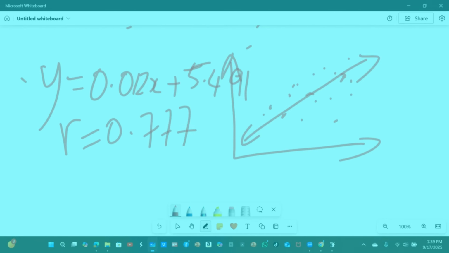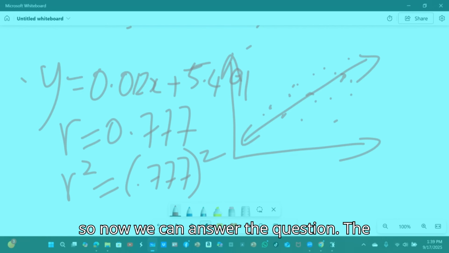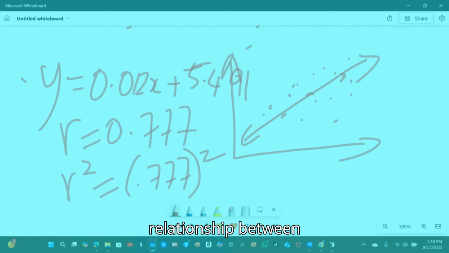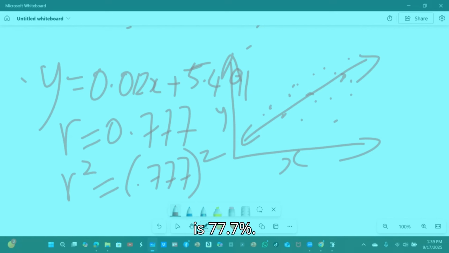I remember that the coefficient of correlation is 0.777. And if I square it, I'll get the r squared. If you square this, then you get 0.777 squared. Okay, so now we can answer the question. The relationship between the predictor variable and the response variable, x and y, has a high positive linear relationship. The strength is 77.7%.